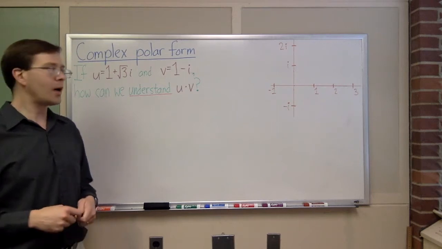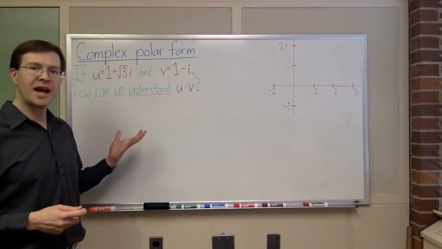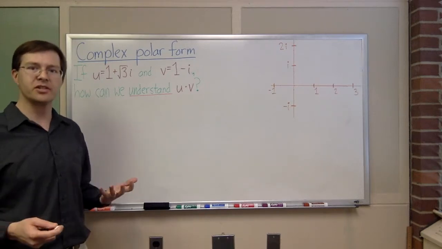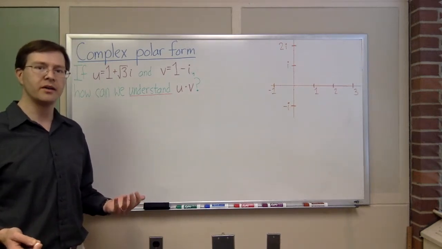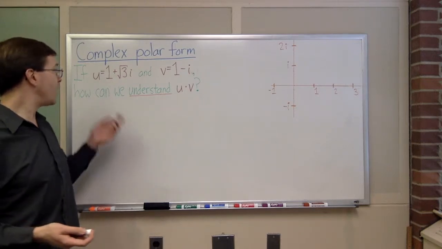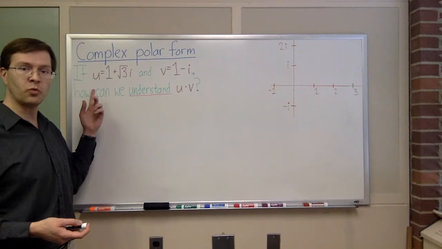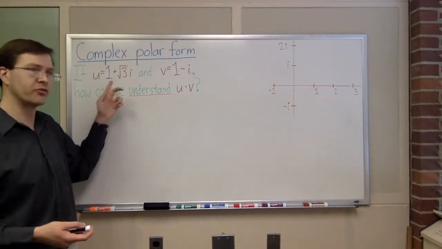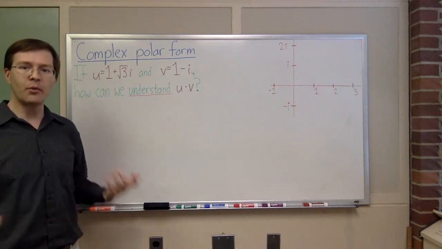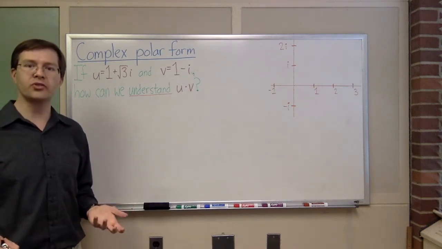In particular, I want to talk about complex numbers and a way of understanding them beyond just the basic definition of i being the square root of minus 1. And I'll do that in the context of a simple multiplication problem. I define two complex numbers, u, 1 plus square root of 3 times i, and v, 1 minus i, and I want to know what the product of those two numbers is.